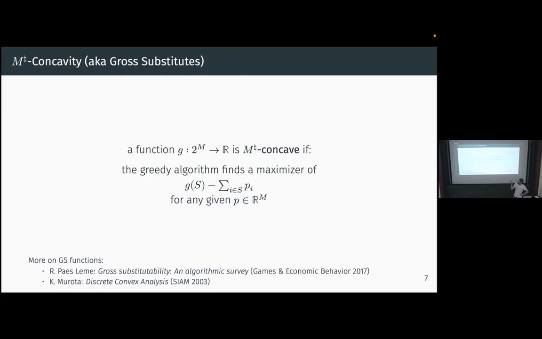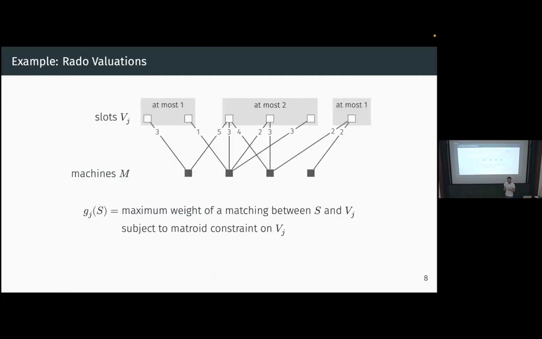So you could ask, how does this fit into scheduling? And here's an example of an M-natural concave function that actually is motivated by scheduling. And I learned from looking through the abstracts of the talks and seeing Lazzi's talk that these are actually called Prado valuations. So the setting is the following. Assume that every job has a set of slots, Vj, and each of these slots represents a role that a machine could potentially take when contributing to that job.